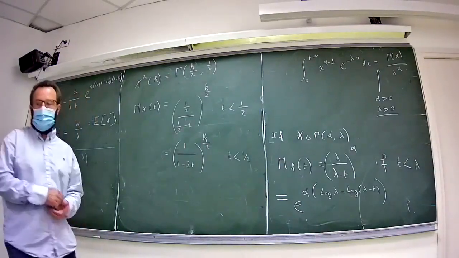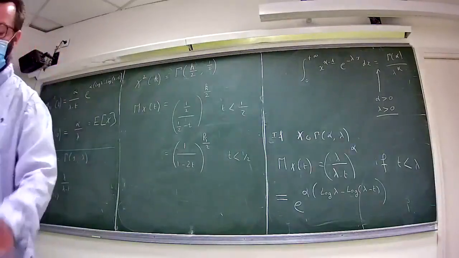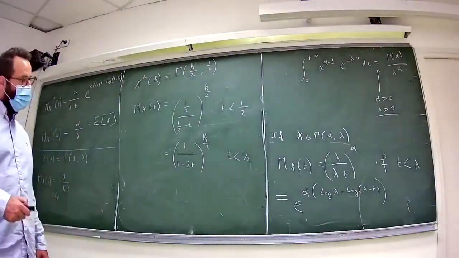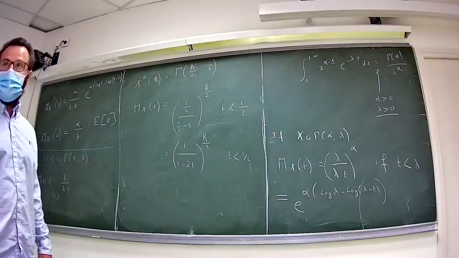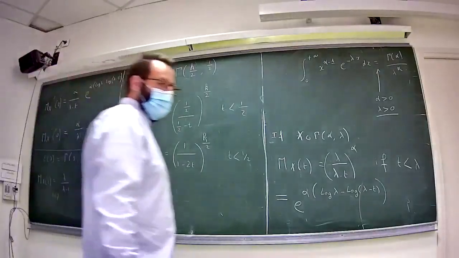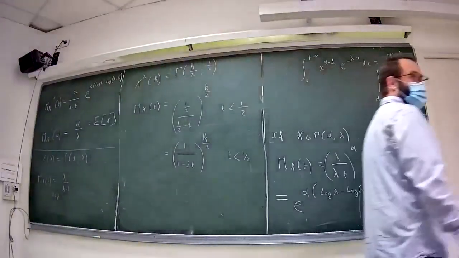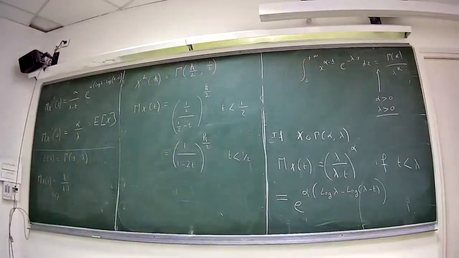It means that you have only to know this one. If you know this one and are able to know the links between exponential, gamma, and chi square, you have the moment generating function of the two others. Okay?